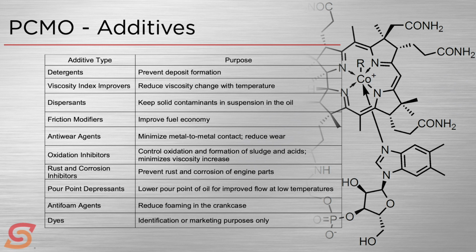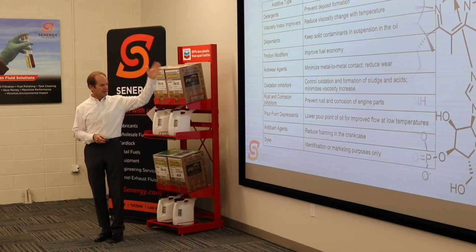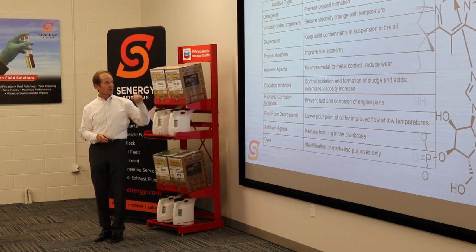We all know detergents are in there to help keep engines clean. The viscosity index improvers give us our multi-grade functionality, 10W30 abilities. Anti-wear agents, this is the zinc stuff that's in there, right? Helping prevent metal-to-metal wear problems in an engine. All the way up and down, all these things have value and are put in there.